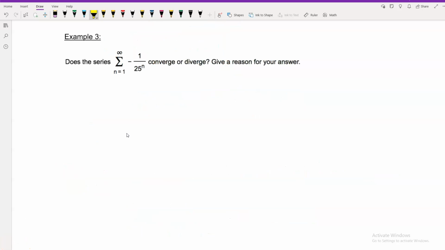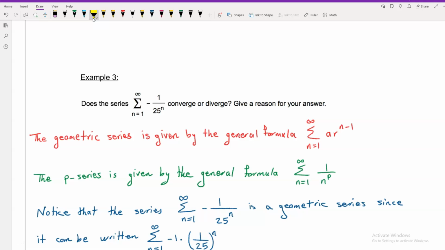Does the series converge or diverge? Here we have the sum of (negative 1 over 25) to the nth power, n from 1 to infinity. The geometric series is given by the general formula: sum of a times r to the power n minus 1, n from 1 to infinity. The p series is given by the general formula: sum of 1 over n to the power p, from 1 to infinity.